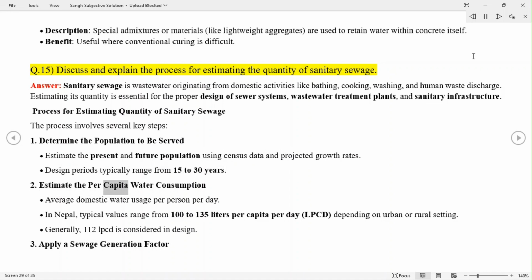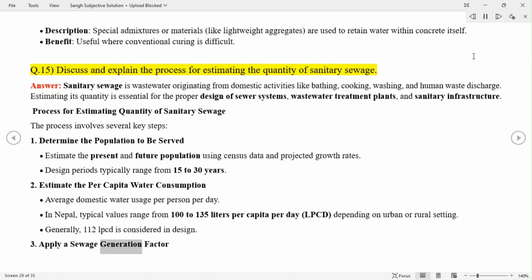2. Estimate the per capita water consumption. Average domestic water usage per person per day. In Nepal, typical values range from 100 to 135 liters per capita per day, LPCD, depending on urban or rural setting. Generally, 112 LPCD is considered in design.